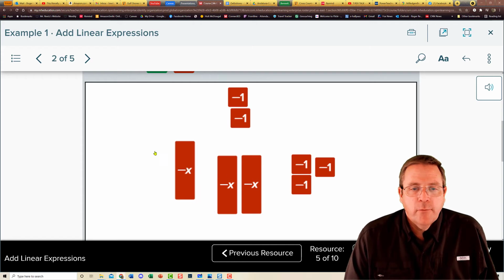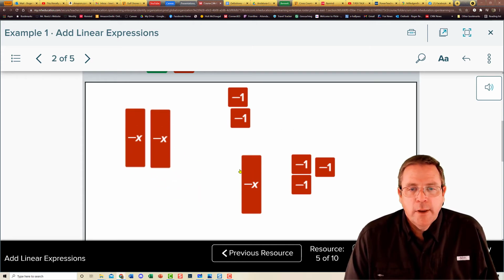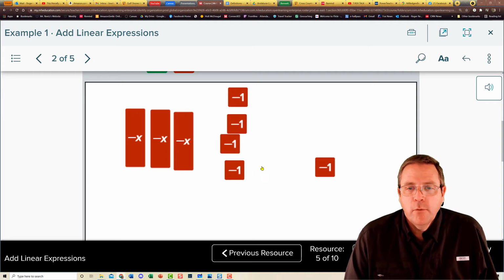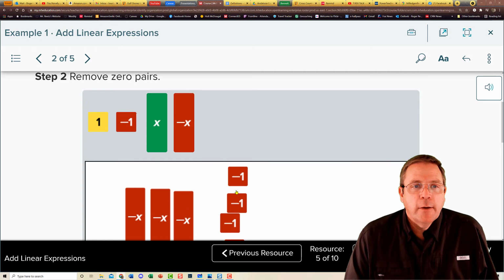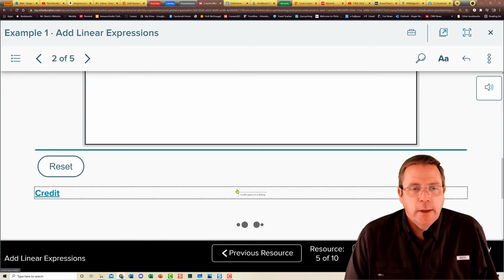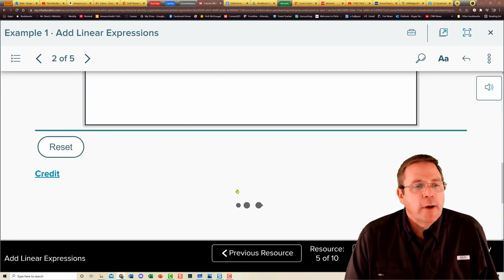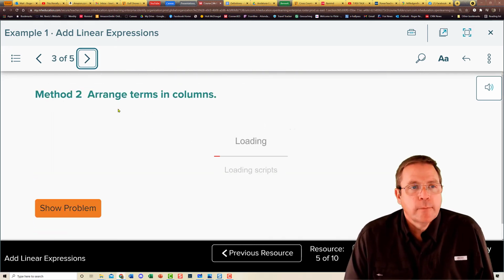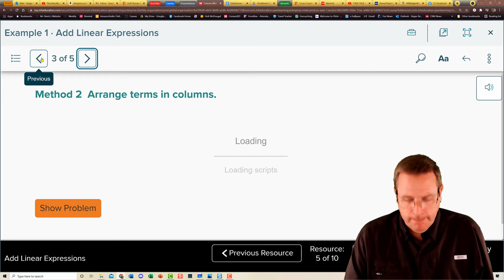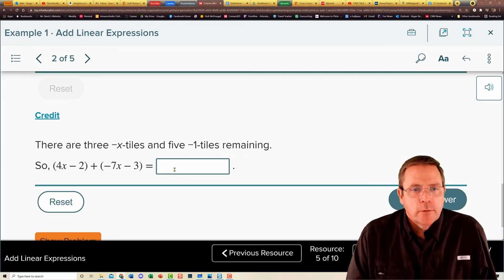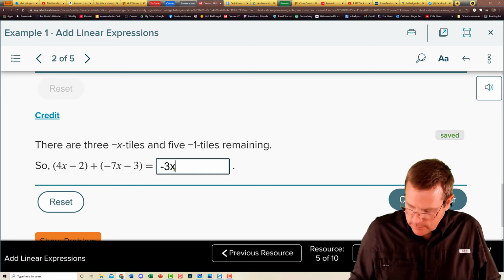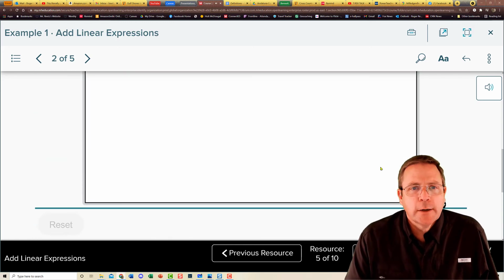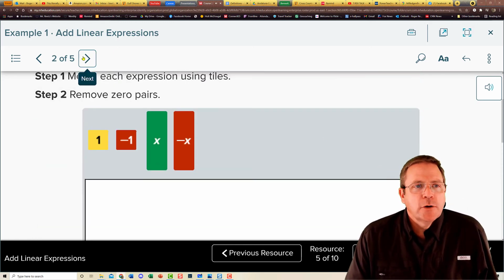And now what are we left with? We're left with negative 3x's and 1, 2, 3, 4, 5, negative 5. So your final answer is going to be negative 3x minus 5, and I'm not real sure where they want us to put that. Maybe in the next scene. Nope, apparently not. Here it is. So this is where we're going to put our negative 3x minus 5 and check, and the answer checks. That's how you would do the problem using the algebra tiles.